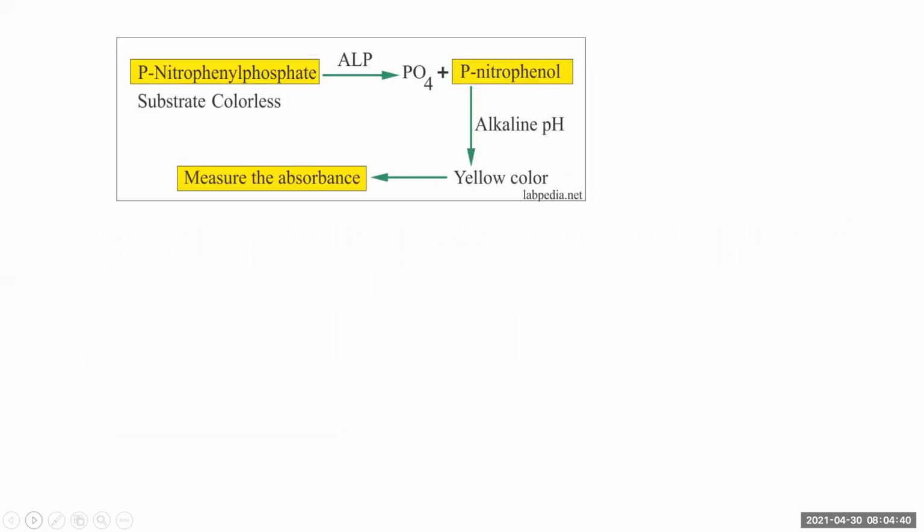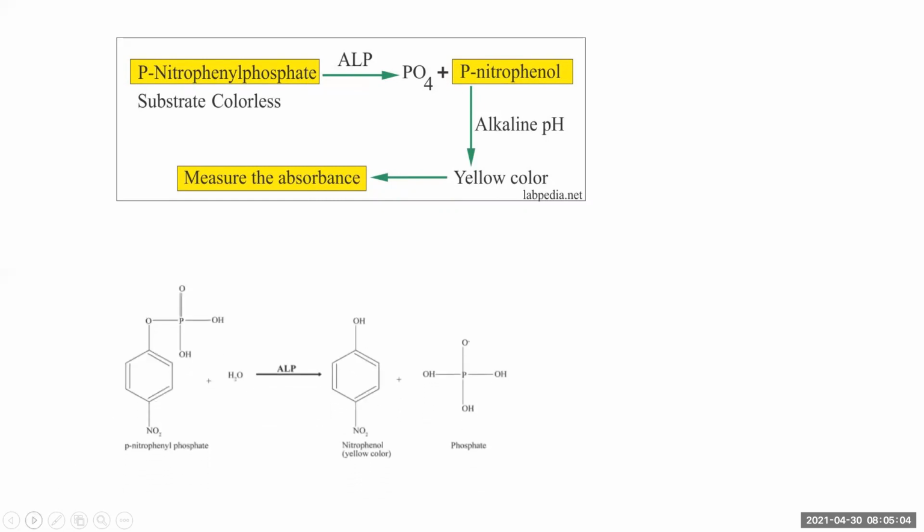Now, paranitrophenyl phosphate disodium salt is the substrate. Alkaline phosphatase enzyme at alkaline pH liberates phenol from it and forms a yellow colored compound, that is paranitrophenol. So at alkaline pH, we get yellow color, and we can measure the absorbance of the yellow color or just compare the color with the Lovibond comparator. So this is the reaction: paranitrophenyl phosphate, at alkaline pH, phosphatase enzyme liberates a yellow colored compound, that is paranitrophenol.